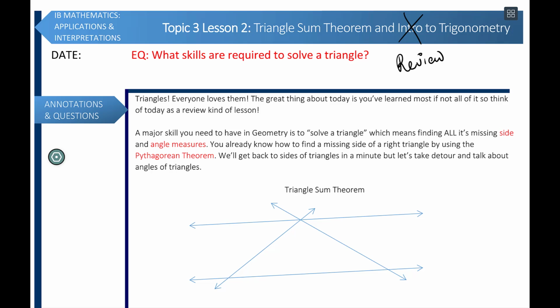Now, you already know how to find a missing side of a right triangle by using the Pythagorean Theorem. And we'll get back to sides of triangles in a minute, but let's take a detour and talk about angles of triangles. So here we can see that we've got a couple of parallel lines and some transversals as well, and those transversals cutting through end up making a triangle.